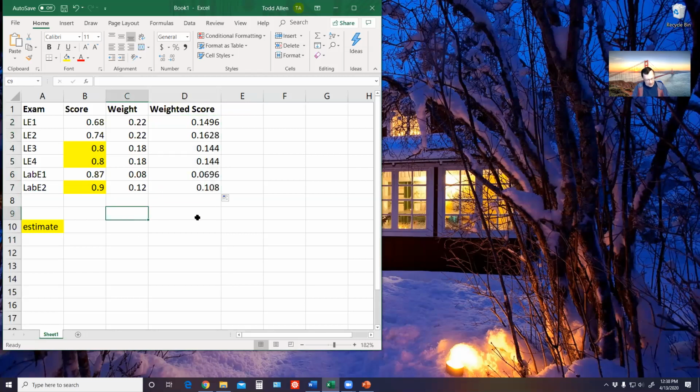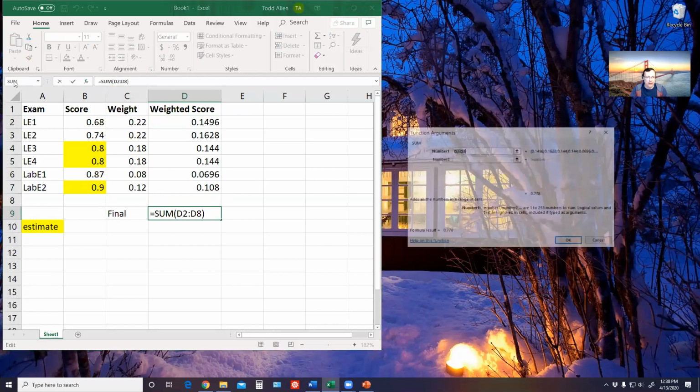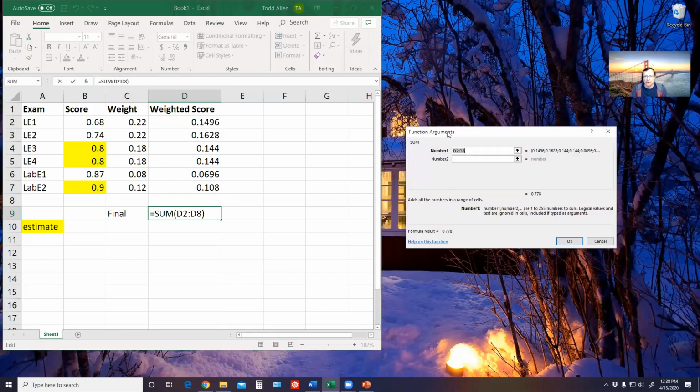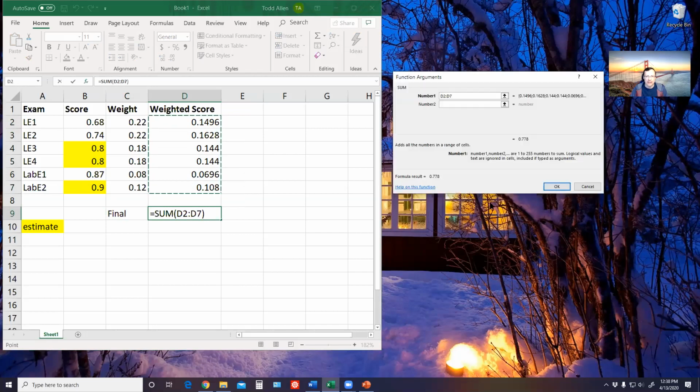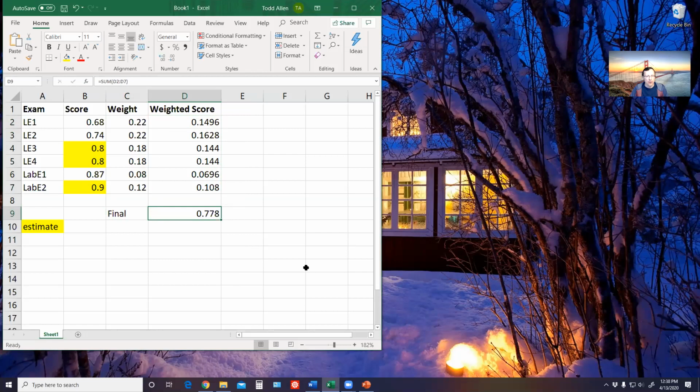Okay. Now to get your final grade, what you do is take your weighted scores and add them all together. So the spreadsheet gives you a function to do that. It's called sum. I'm going to sum all of these together and boom, there we have our final grade. Our final grade for this hypothetical student would be a 78% in the course, which is a C.